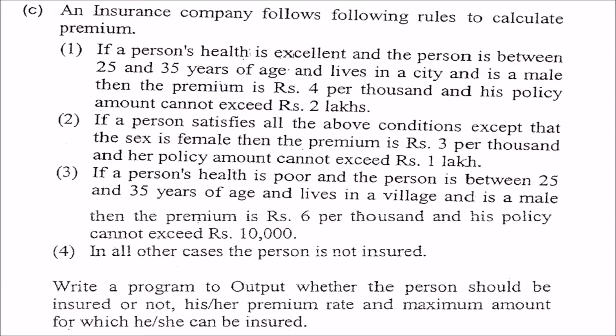There is an insurance company. It follows certain rules. First, if a person's health is excellent and the person is between 25 to 35 years of age, lives in a city and is a male, then the premium is 4 per thousand and his policy amount cannot exceed 2 lakhs. Second, if a person satisfies all these conditions except that the gender is female, then the premium is rupees 3 per thousand and her policy amount cannot exceed rupees 1 lakh.